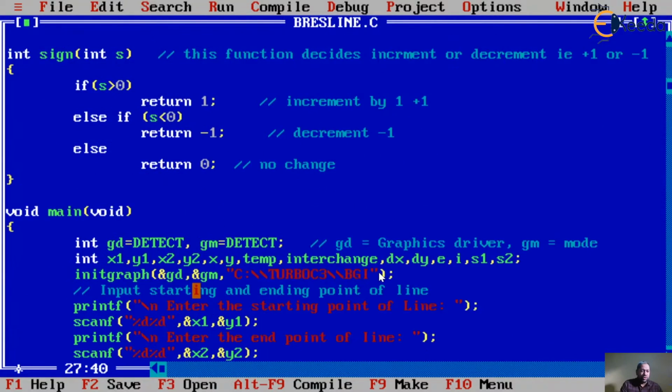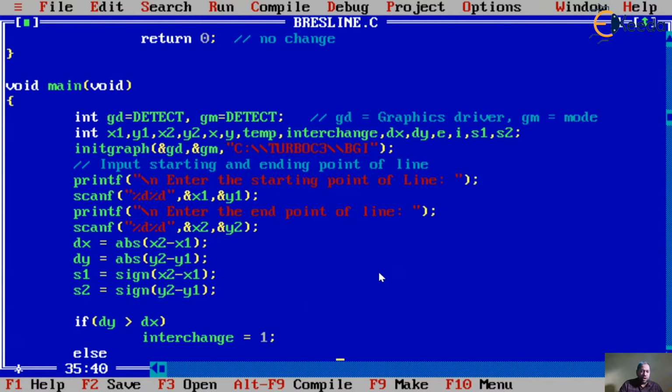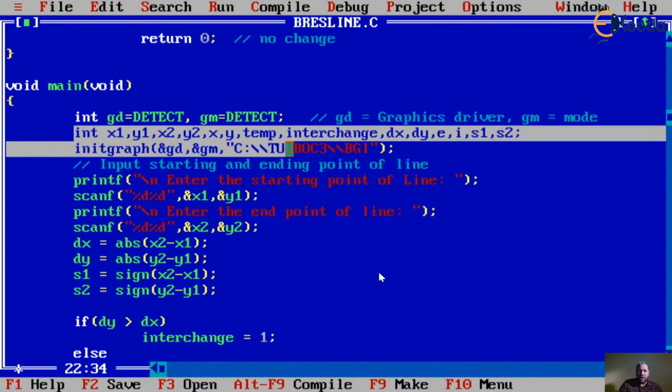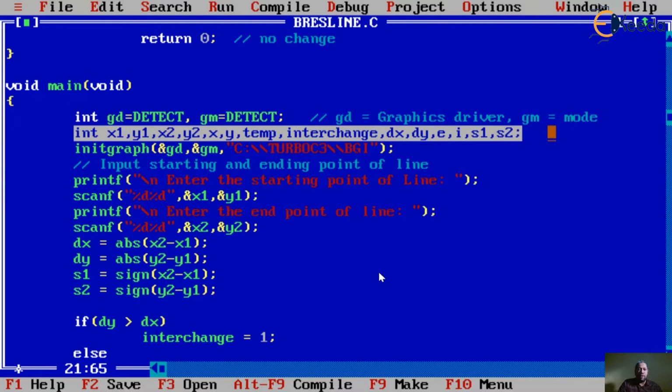Now after the sign function, we go to the main function. Integer gd is equal to DETECT, gm is equal to DETECT. We have learned this in the previous program. Gd stands for graphics driver, gm stands for graphics mode, and DETECT indicates auto detection. Now here you can find all the variables I have declared are integer. That is the advantage of Bresenham's integer algorithm. There is no floating point arithmetic, all the variables are integer.